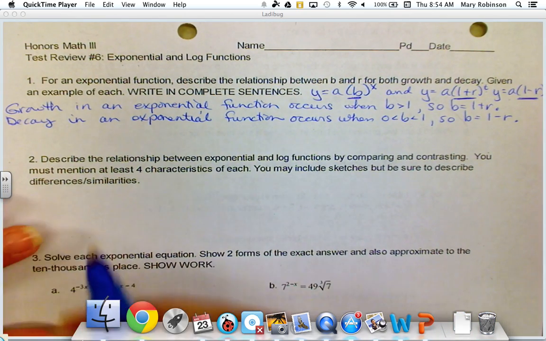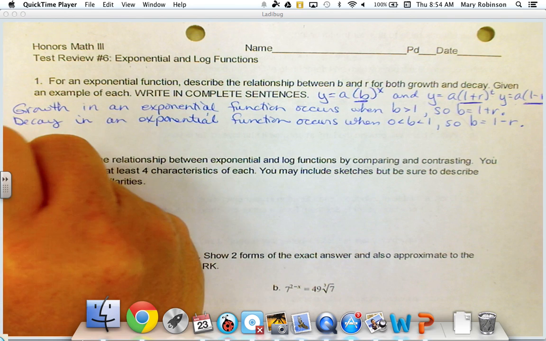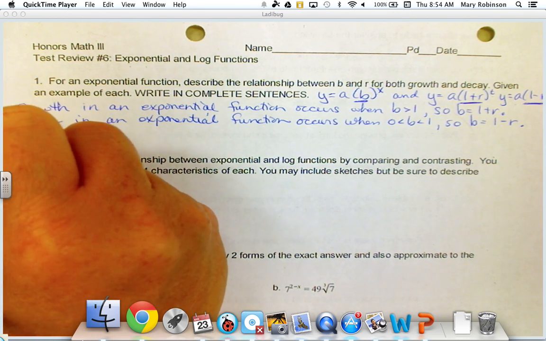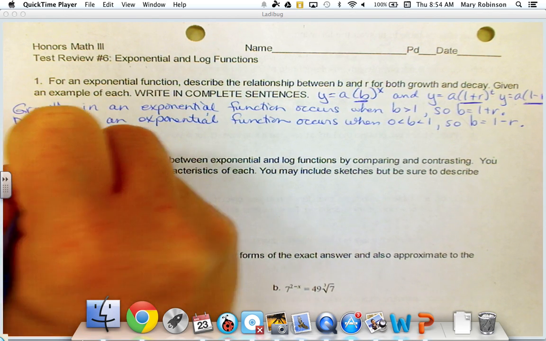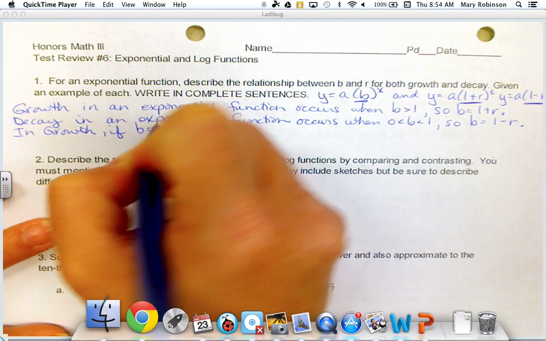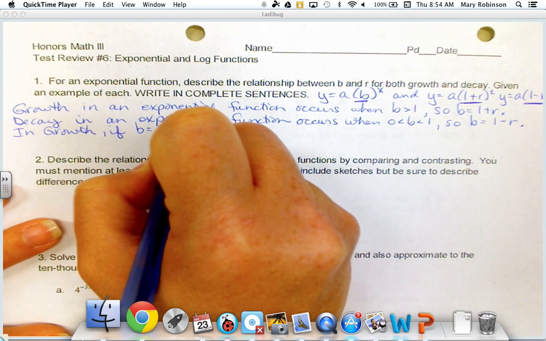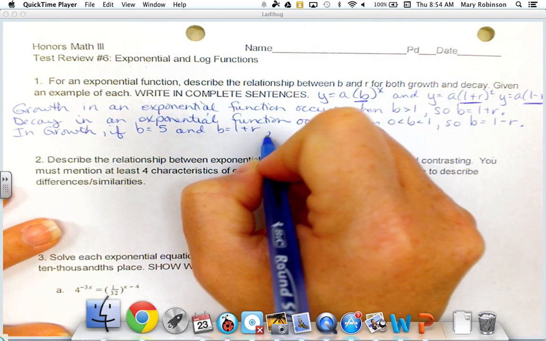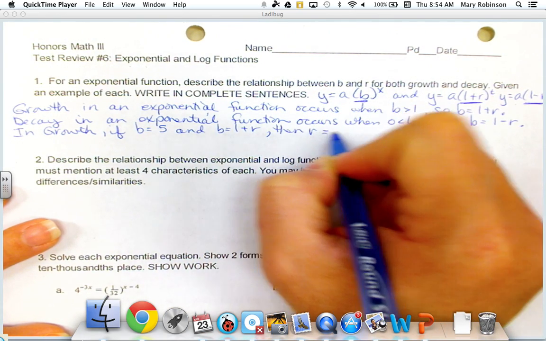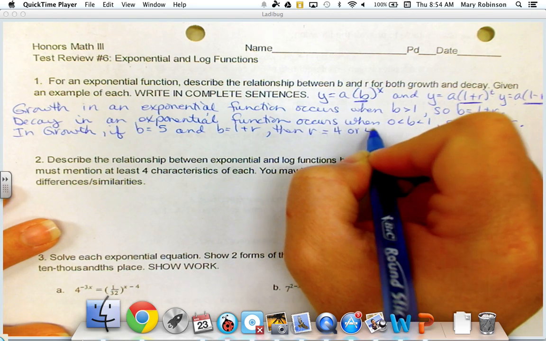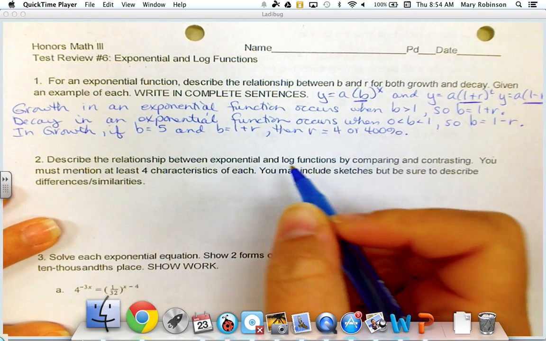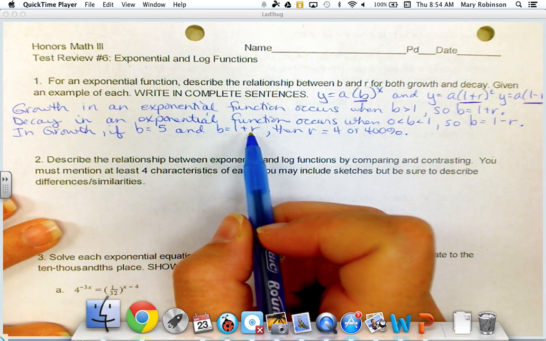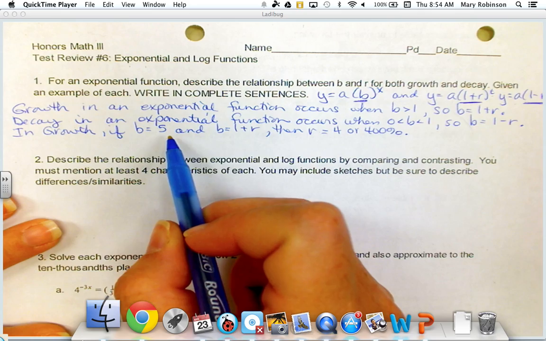So to give an example, you need to give an example for both. So you could say, in growth, if b equals 5 and b equals 1 plus r, then r equals 4, or 400%. So this is showing me that you understand that 1 plus 4 would equal 5.